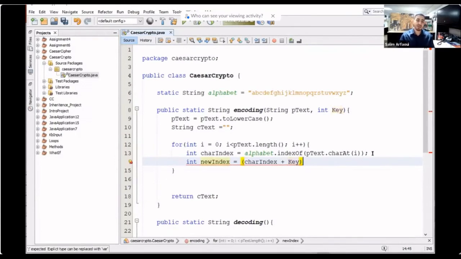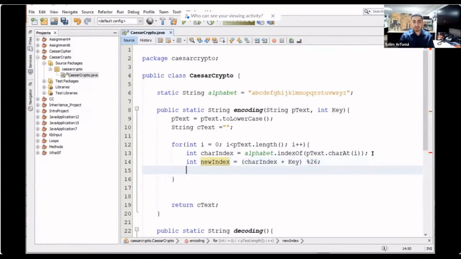However, if the user gives me a key that exceeds the total of 26, because I want to be within that index range, 0 to 26, let's just do mod 26. If the result is 27, then 27 mod 26 will give you the index 1. It'll take you back to the beginning.